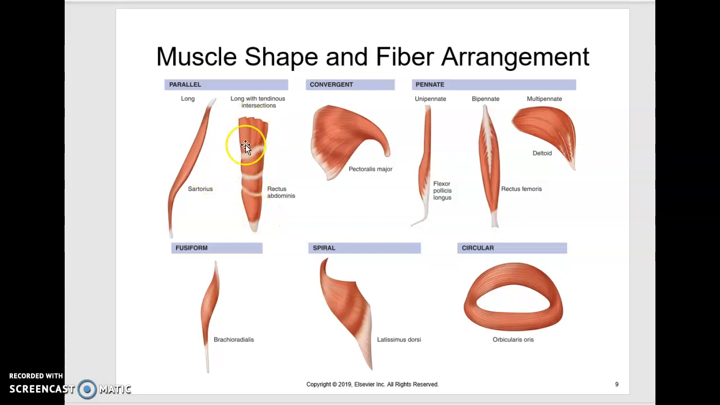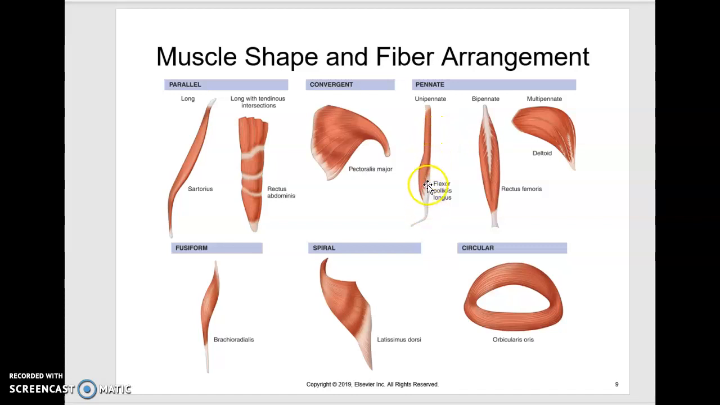Other ones we see, this is rectus abdominis. This is your abdominal muscles. Again, very long and parallel with a lot of ligamentous structures inside. Converging, this is a pec major. This chest muscle goes from a very broad attachment and narrows down and converges onto a fairly narrow attachment. It's not quite as narrow as they make it look here, but it is fairly narrow. Pinnate basically means, think of it like a feather.